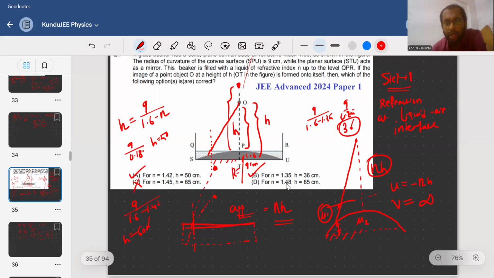For D, we'll put n equal to 1.48. 9 by 1.6 minus 1.48. That means 0.12. So 9 by 0.12 is 75, which is not 85. So this option is also not correct. So options A and B are the correct options.